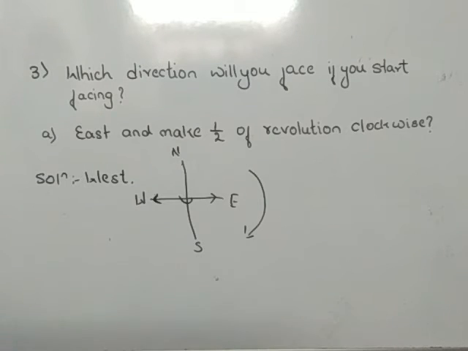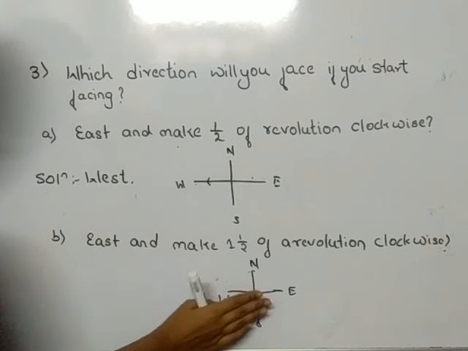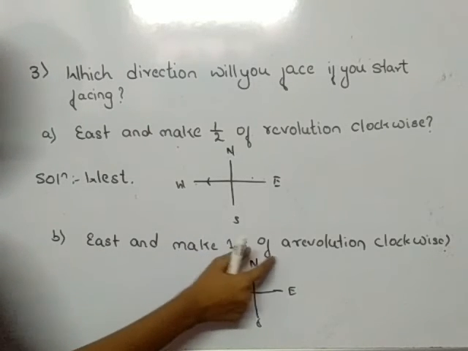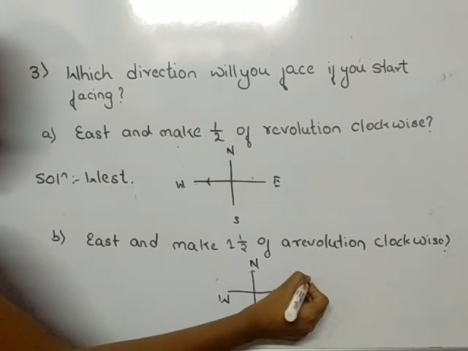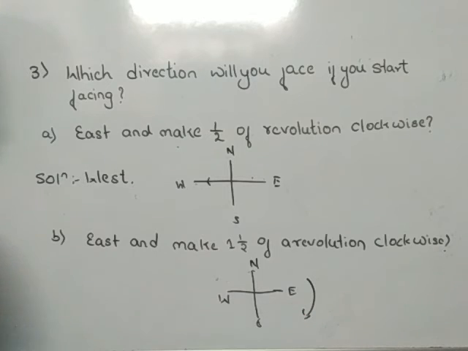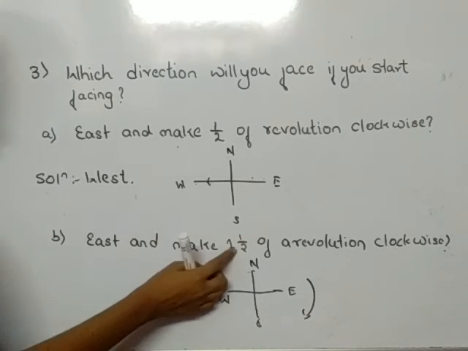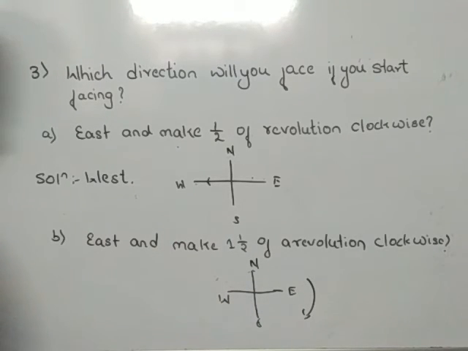Similarly, we'll see B. Second one, east. Now I am facing towards the east and I make one and a half revolutions in a clockwise direction. One and 1 by 2 means first I will complete one full revolution, then again half I will complete.